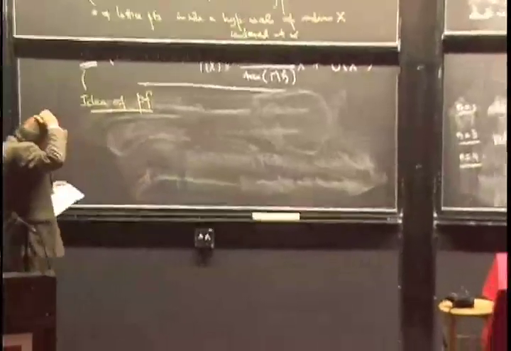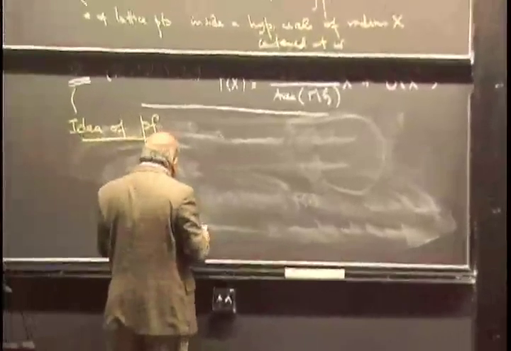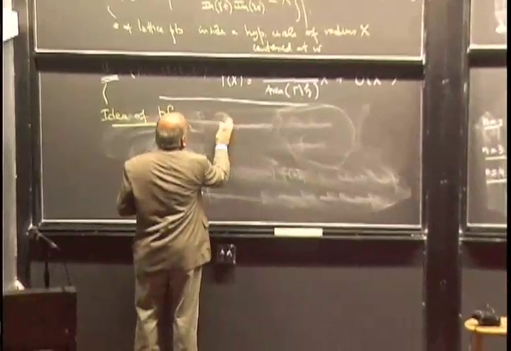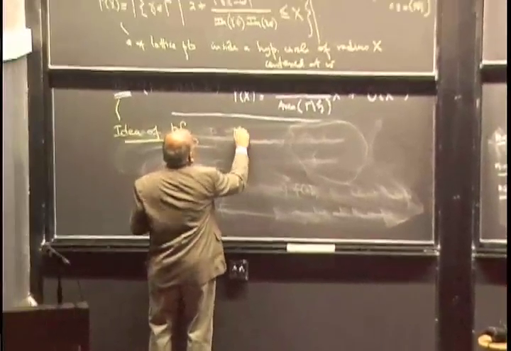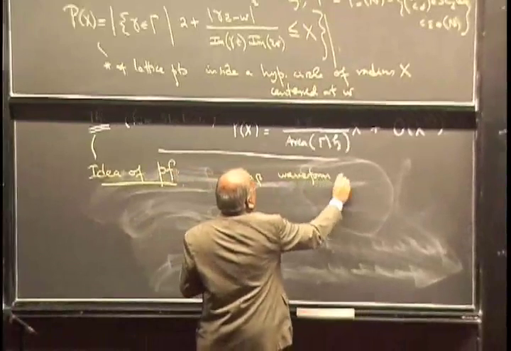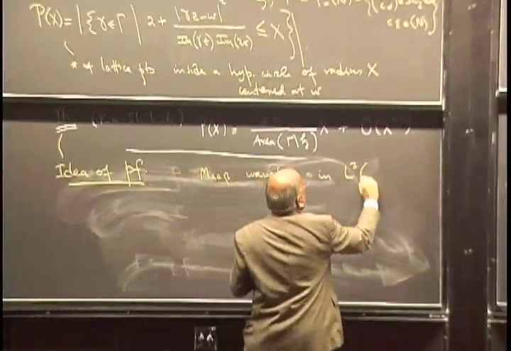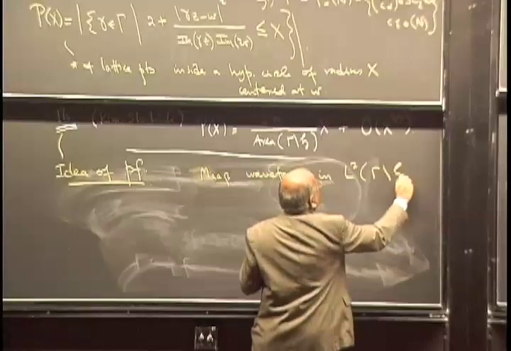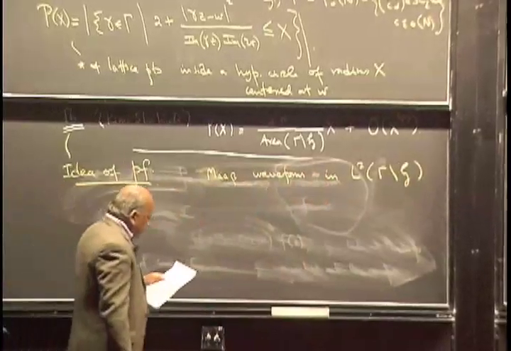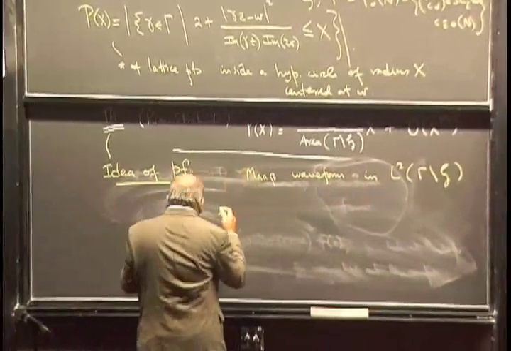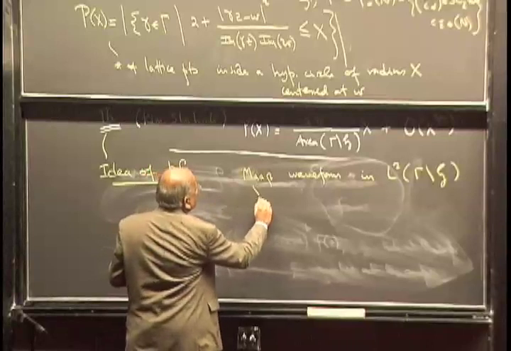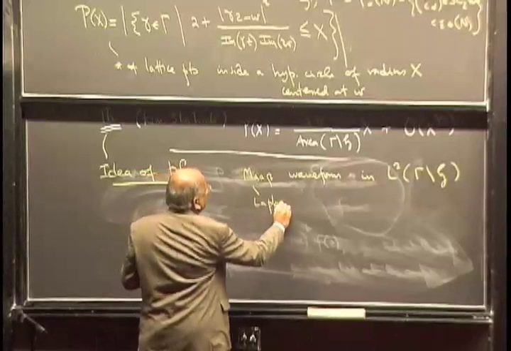So the idea of the proof is that essentially you look at this lambda, so you look at Maass forms, Maass waveforms, but in L2 of the upper half plane modulo gamma, in this case, and you choose a certain basis. So what you can do is look at their eigenvalues, Laplacian eigenvalues.